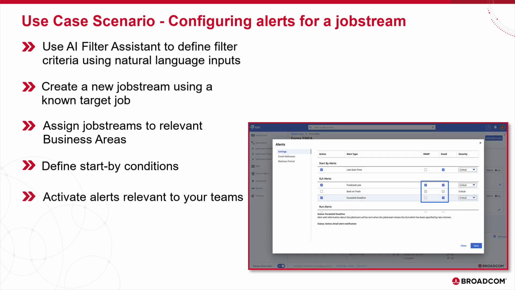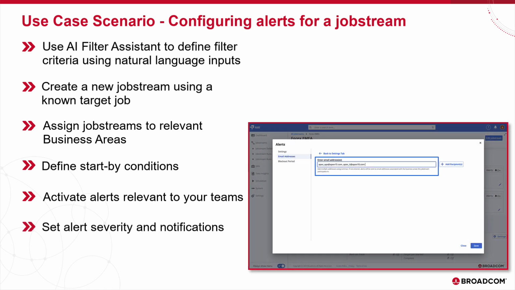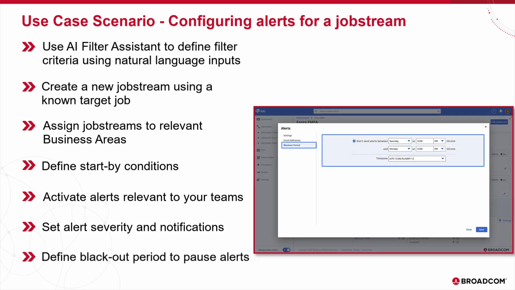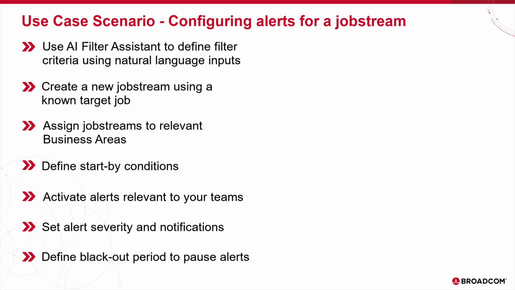Activate job stream alerts that are relevant and meaningful for your team. Set alert severity and route notifications via email and SNMP traps. And define blackout periods for when the runs have no business impact. With that, we wrap up this scenario on configuring alerts for a job stream.